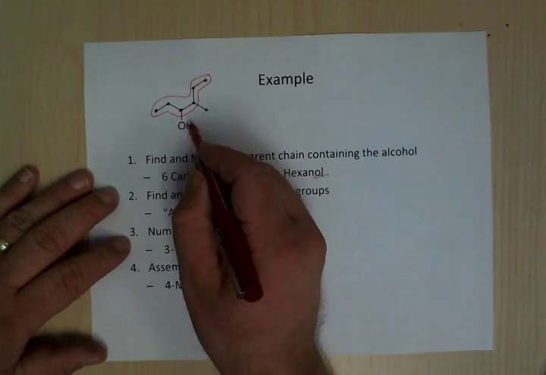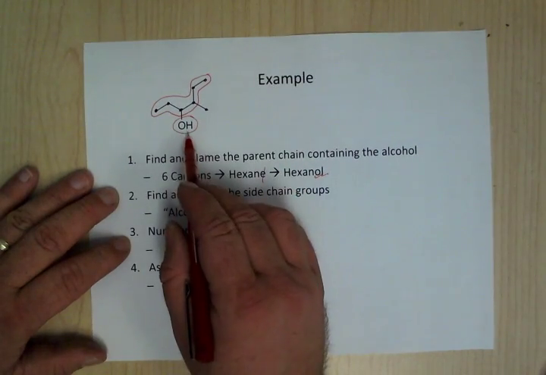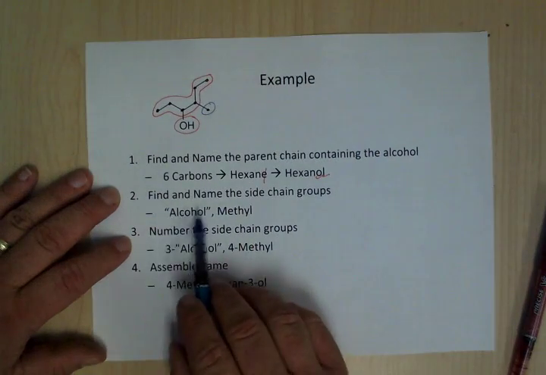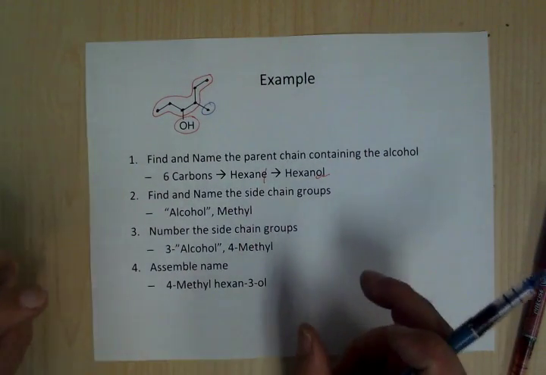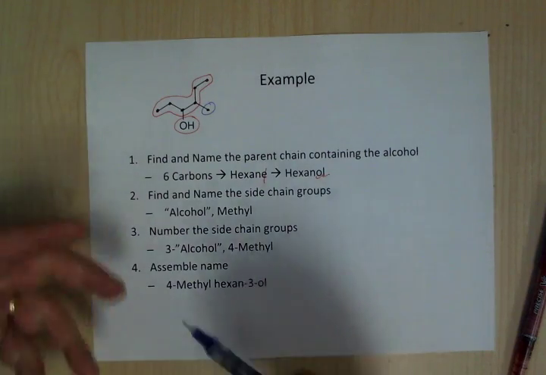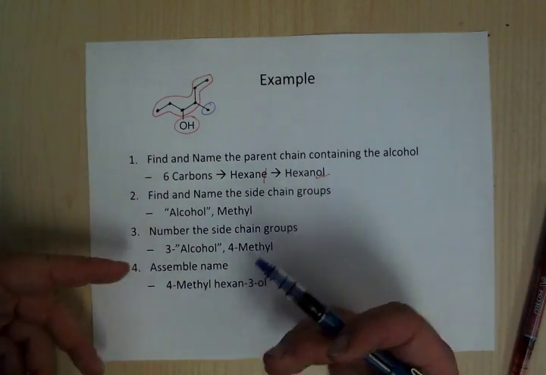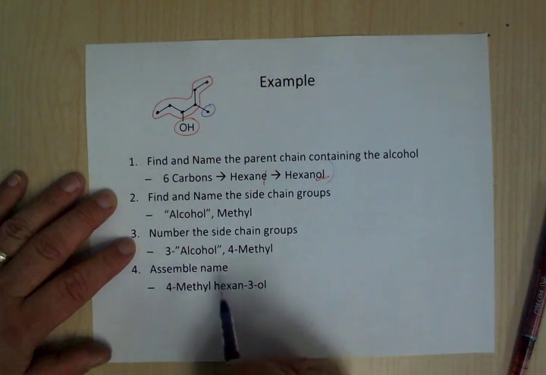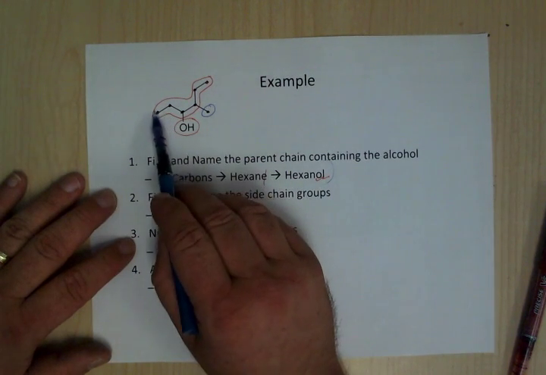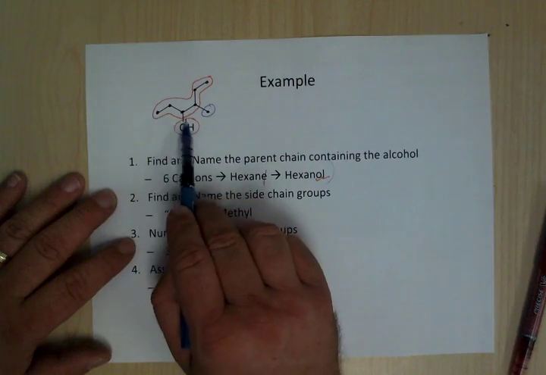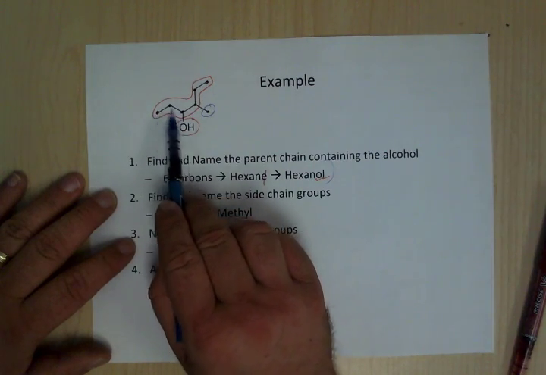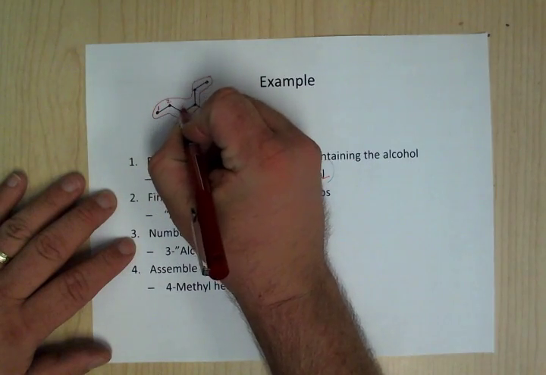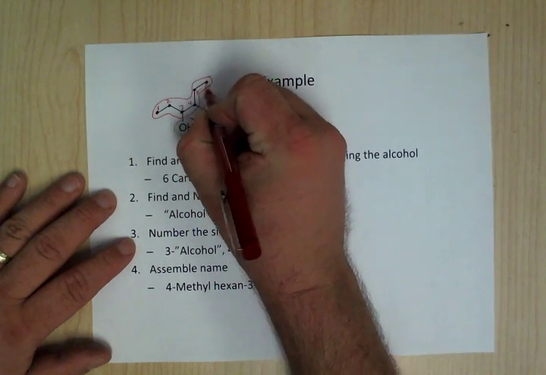We need to number where that alcohol is, but we also have a methyl group here. I usually put these things in parentheses to remind me I don't need to actually write alcohol. That's what this OL is for. So the methyl, right? This end is the side closest to the alcohol, so the numbering is going to start here: 1, 2, 3, 4, 5, 6.